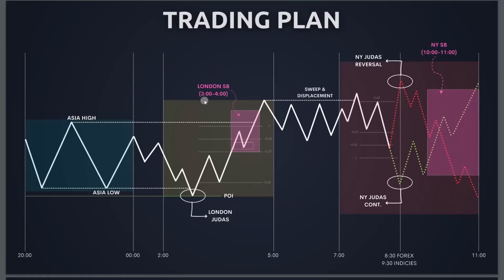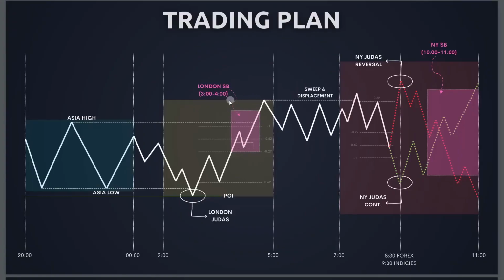And then after that, inside of the London kill zone, we have the London silver bullet from 3 to 4, and it's usually a fair value gap for a continuation to the draw on liquidity. We have this Asian high. Price gave us a fair value gap here. Price can come down to the fair value gap on the London silver bullet timing and then go up.